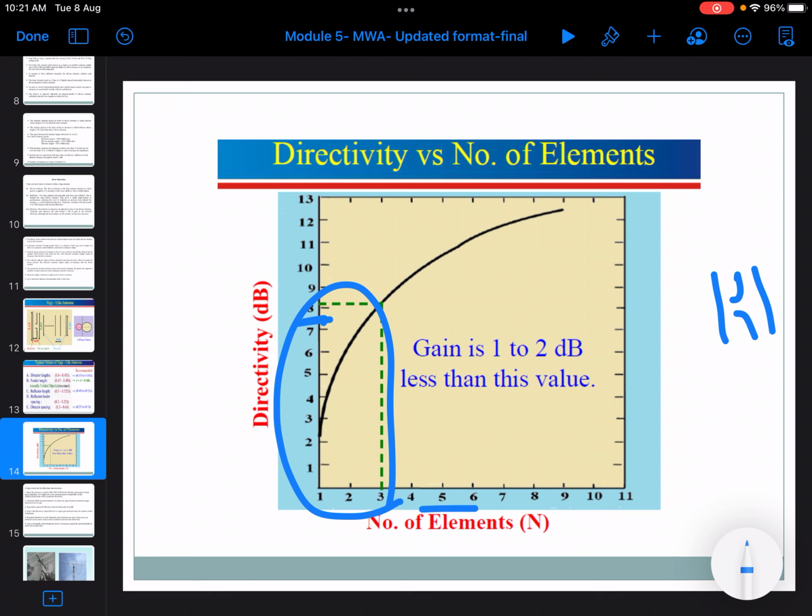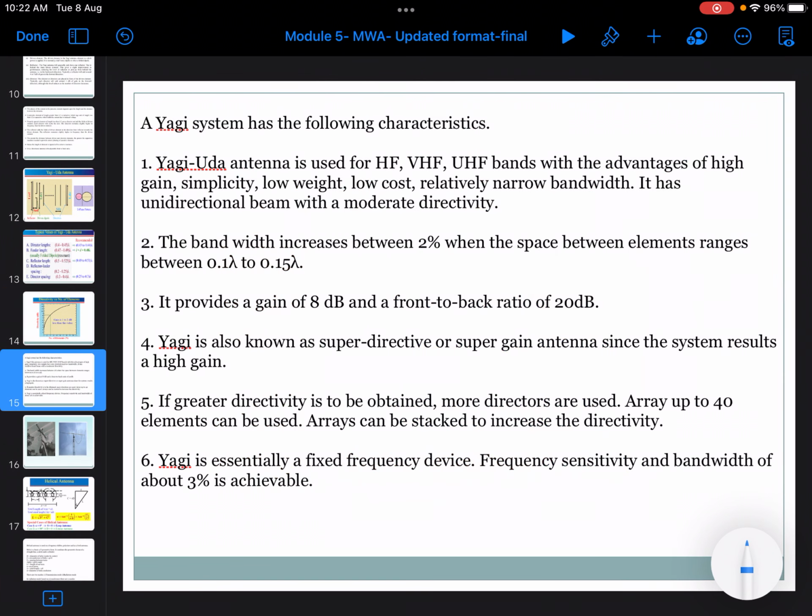Further increase in the number of elements of the directors, we won't increase the reflector, we'll keep on adding directors. Further increase in the number of elements will give a slight increase in gain, by 1 dB usually. Later, even if you increase more elements, the gain or directivity almost stays constant. So the maximum number of elements that you can make use of in a Yagi antenna is up to 11 elements. These are some of the salient features.